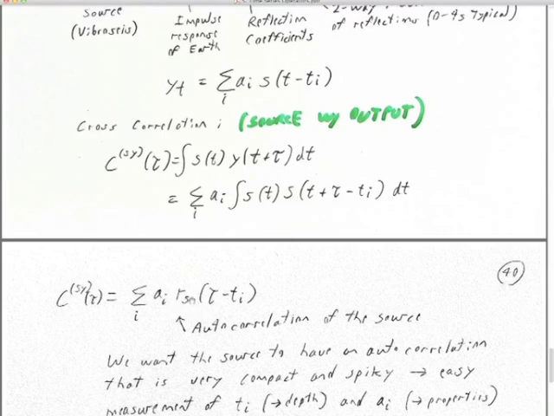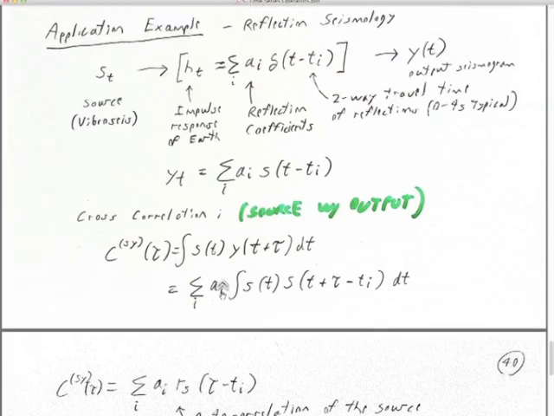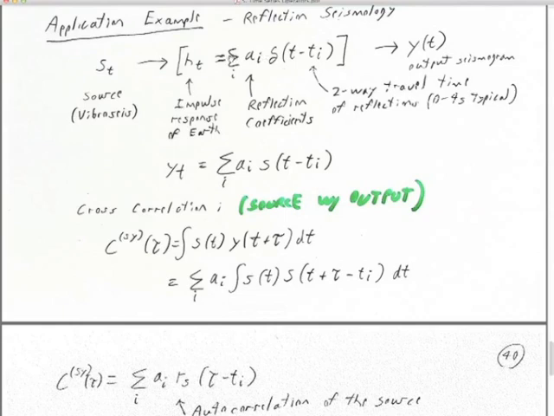Okay, so here it is. R sub S is the autocorrelation of the source, and getting rid of the dummy variable T here, it's the autocorrelation of the source at the lag tau minus the reflection time T sub i. Okay, and now we're getting closer here. What we would like is to be able to take Y and kind of deconvolve it, and just get back this series of spikes, right?